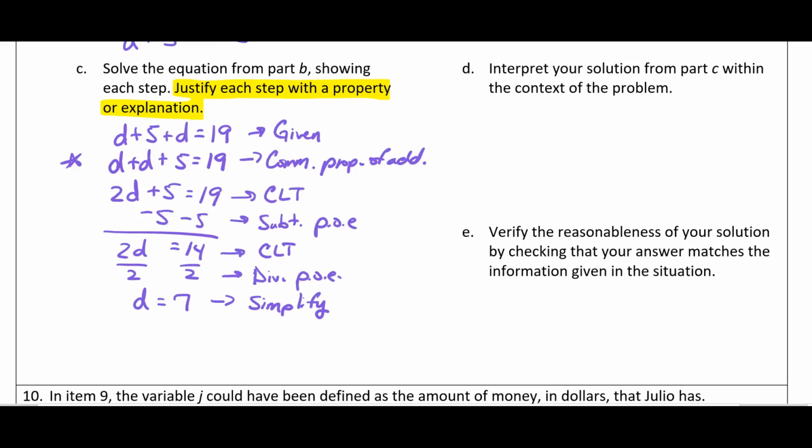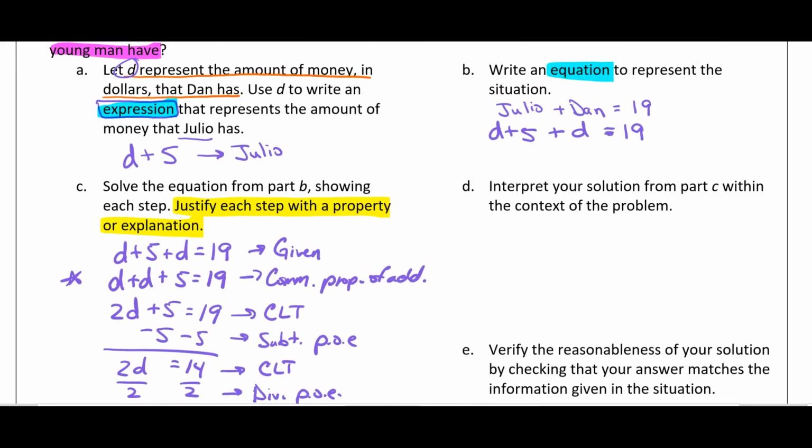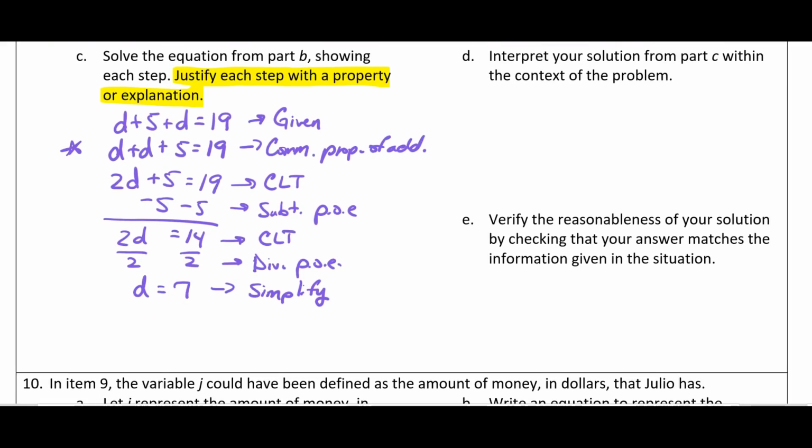Now, on part D, it says interpret your solution from part C within the context of the problem. So this 7, if you recall, D represents Dan's amount of money in dollars. So this 7 represents that Dan has $7. So that's what we're going to put here. Dan has $7.